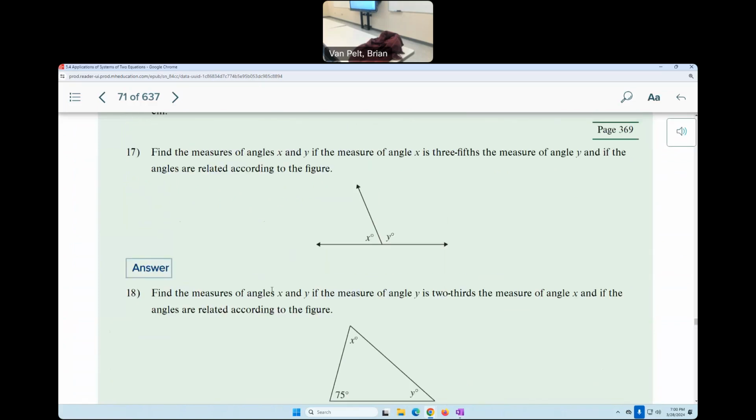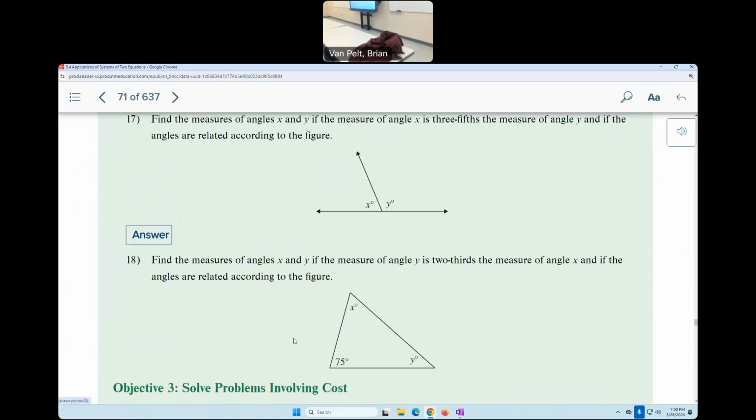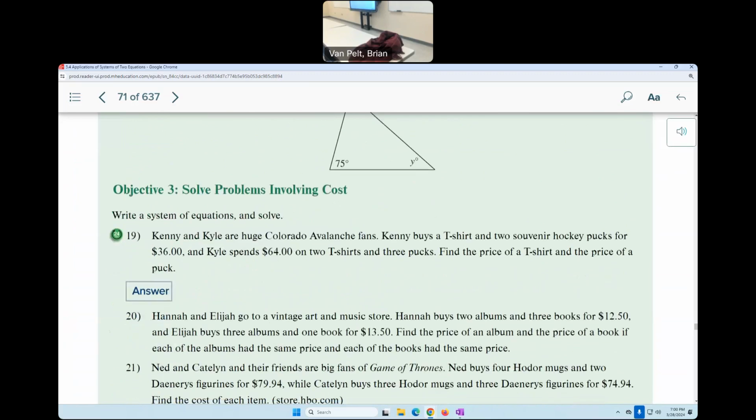What you'll need to know, if I assigned any of these, I don't think I did, is what the angles add up to inside of a triangle. 180. And do you know what this adds up to? 180. So you only need to know very basic stuff.